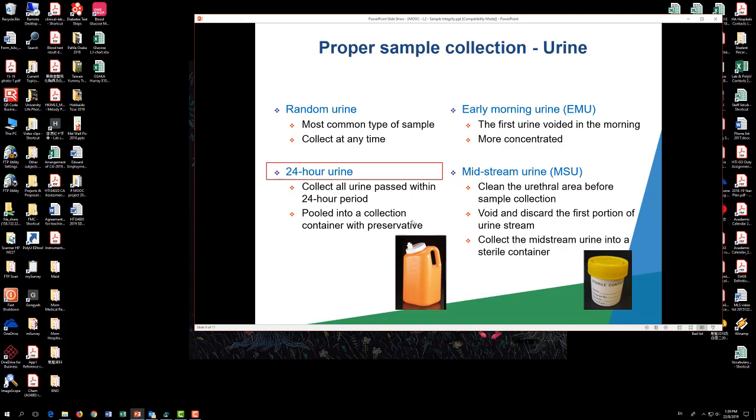So all 24-hour urine will be collected. All the urine passed within this period will be collected and put into a large container, usually with preservative.